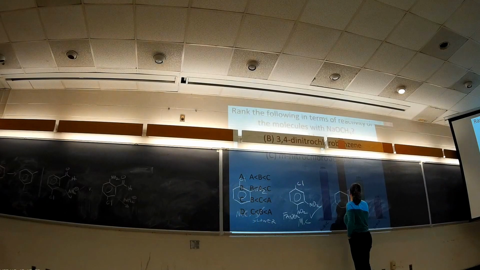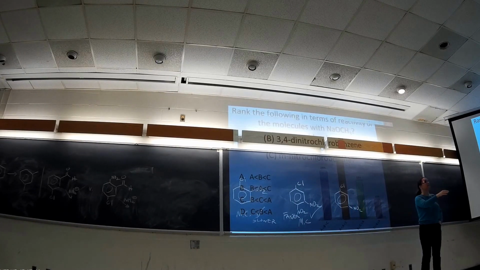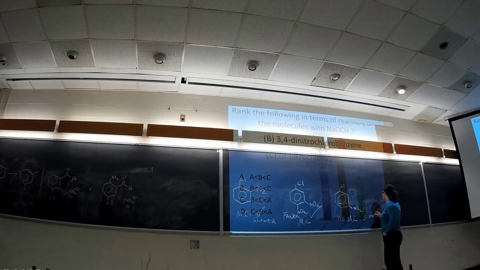The last one, M-nitrochlorobenzene, is not going to do a Meisenheimer complex. I have no heat present, right? So my only choice of nucleophilic aromatic substitution is a Meisenheimer complex. So this is no Meisenheimer complex, so this for sure now is going to be the slowest, right?